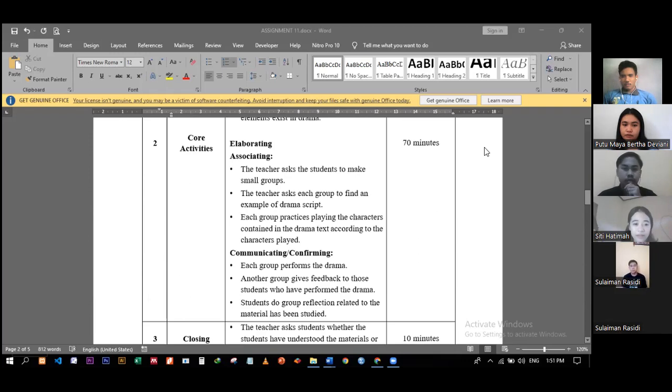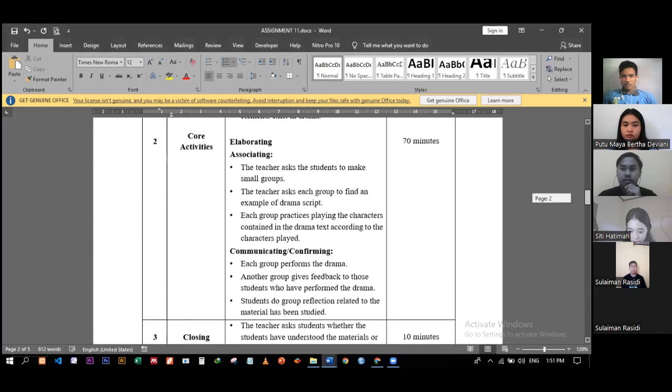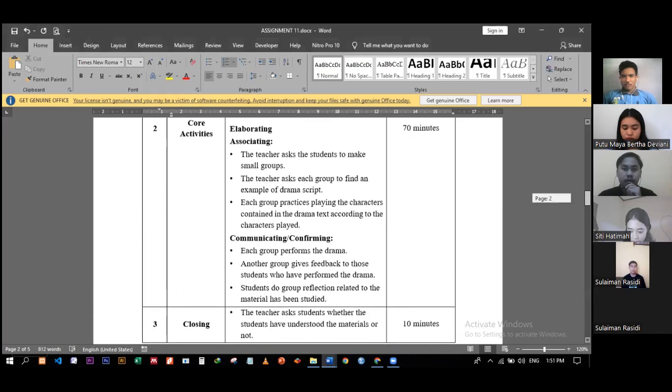Okay, thank you, Siti. So hello everyone. I want to continue to explain the core activities. As we know, the core activities are the main activities in the learning process. So next, besides the activities already mentioned by my partner, there are also elaborating and associating. So what do the teacher and students do in these activities?